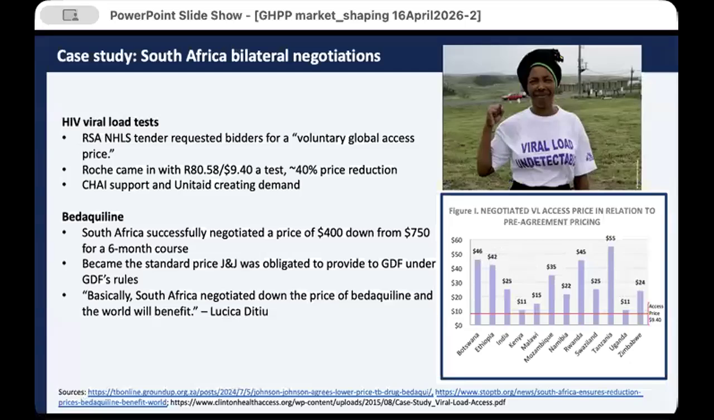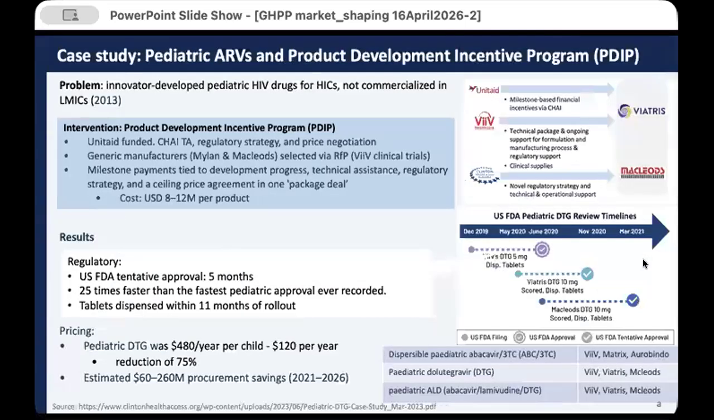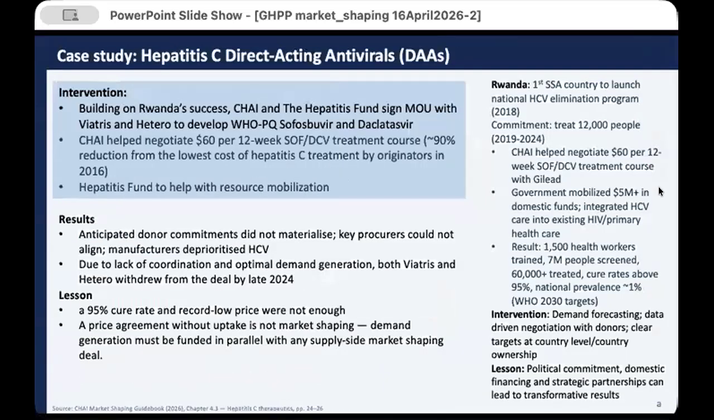Next. We're going to skip the PEDS ARVs, sorry, Agrata, and move on. So hepatitis C, I'll just do this one quickly, Agrata.